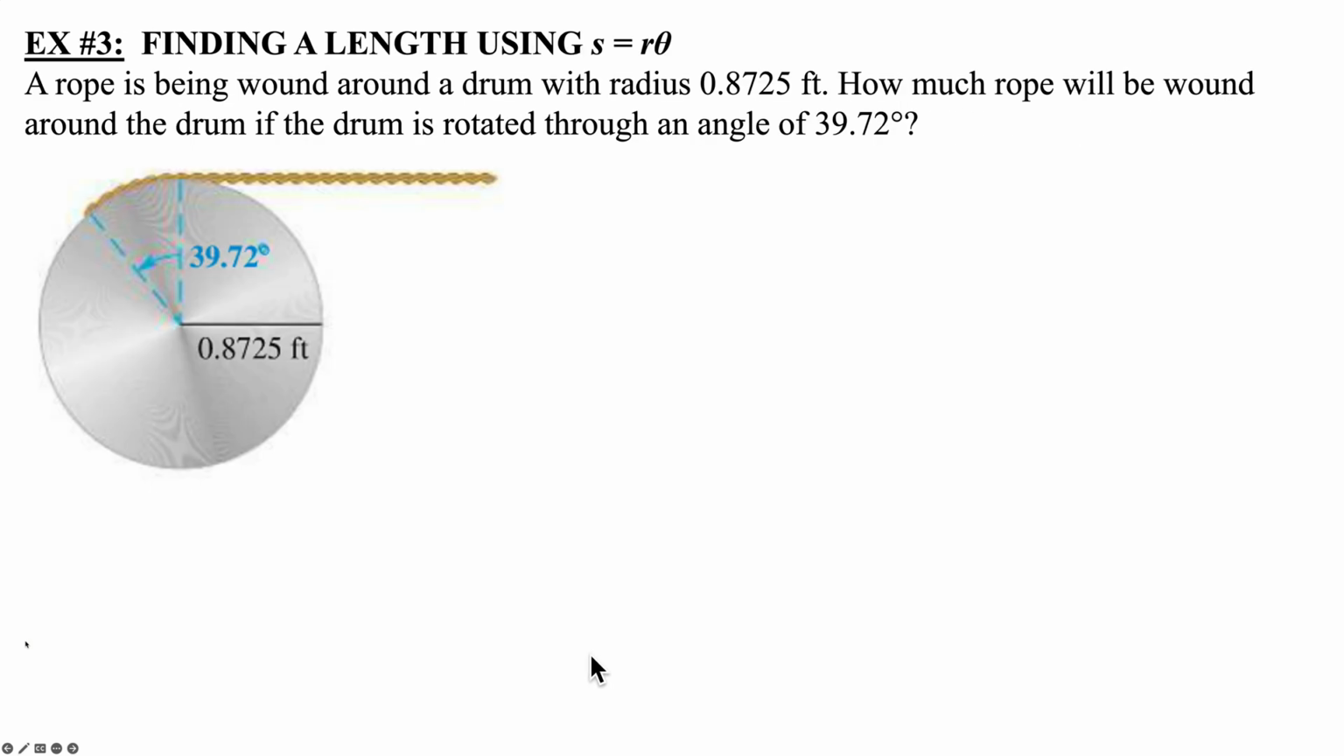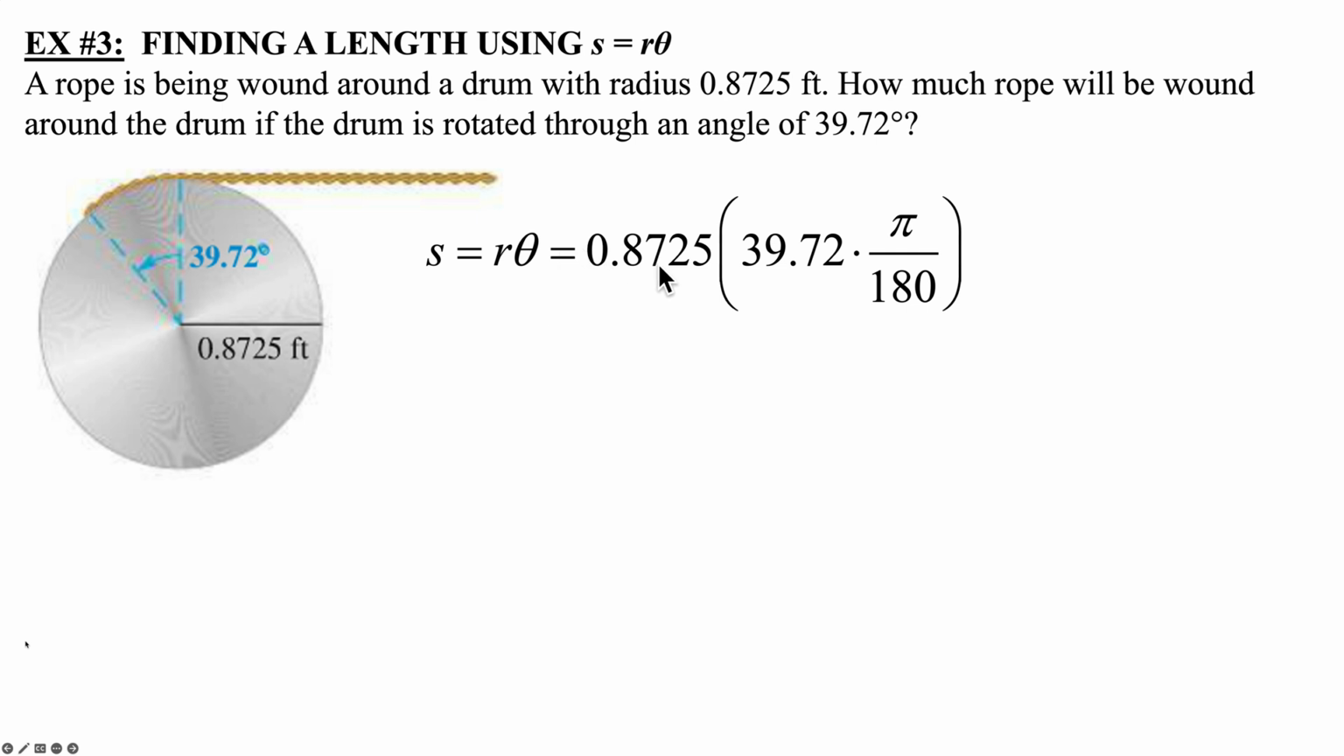All right, example number 3. Find a length using s equals r times theta. A rope is being wound around a drum with radius of 0.8725 feet. So we'll round everything here to 4 decimal places. How much rope will be wound around the drum if the drum is rotated through an angle of 39.72 degrees? So again, we'll have to convert this into radians.